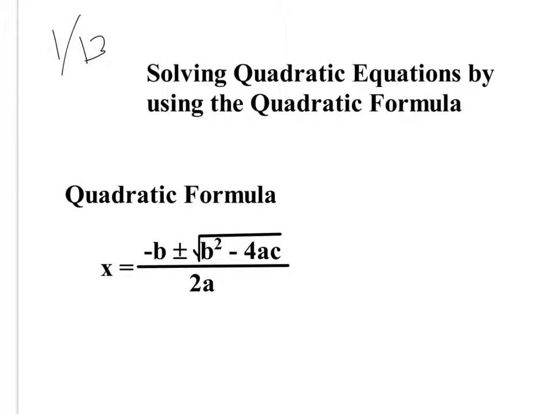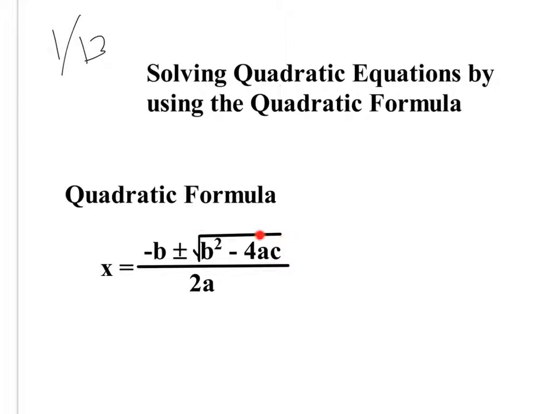Alright, so today we're going to talk about solving quadratic equations by using the quadratic formula. Sometimes there's just no way of factoring or finding exactly where that graph crosses x, except for this. And this is how you solve a quadratic equation. Here's the formula: negative b plus or minus the square root of b squared minus 4ac, all over 2a.